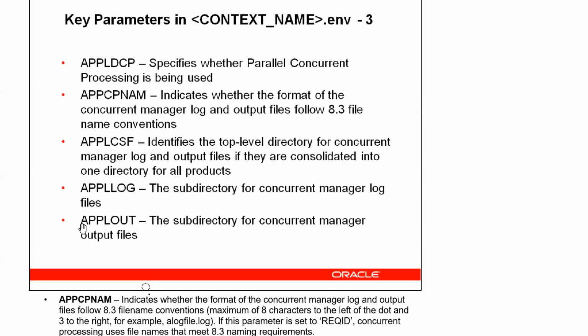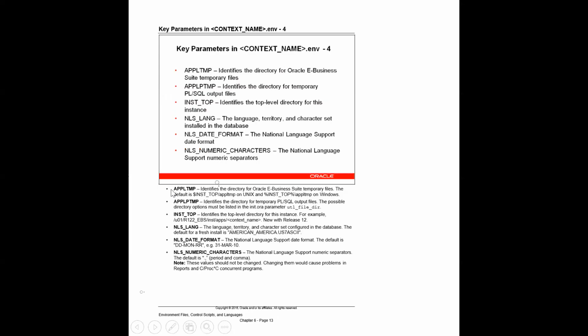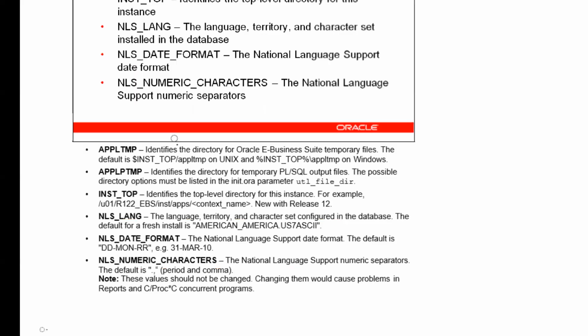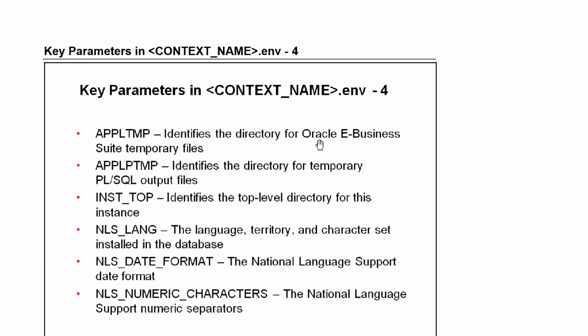You can also go APPL out, which directly goes to the output files, and APPL log, the log files. APPL temp identifies the directories for the temporary files and PLSQL output files. There are also instance top, NLS language, and NLS date format. These are all environment settings that you can run and check, and they are all stored in this file.